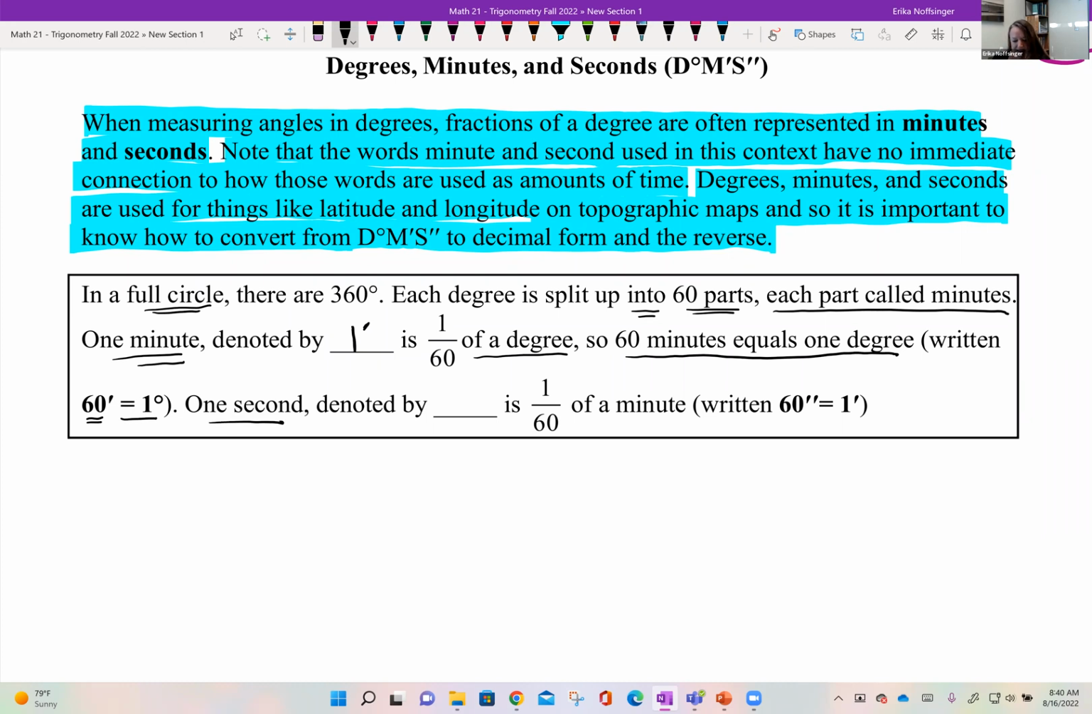And 1 second is denoted by this. Instead of 1 prime, we're going to have 2 of them, so it looks like 2 dash marks in the exponent. So this is 1/60 of a minute. So 60 seconds is equal to 1 minute.